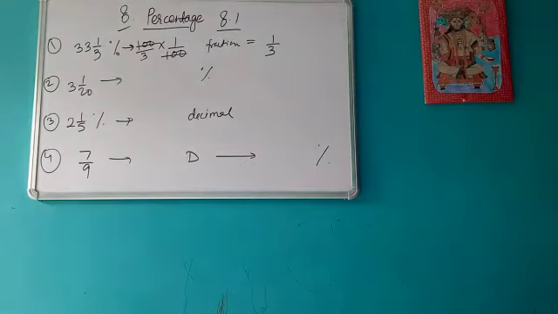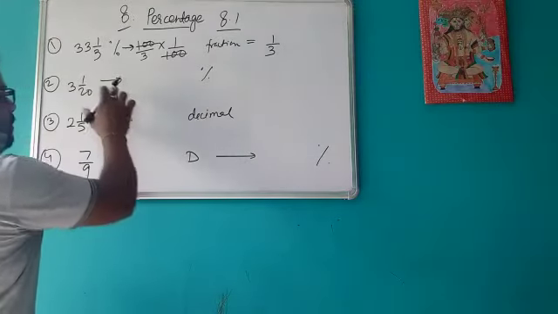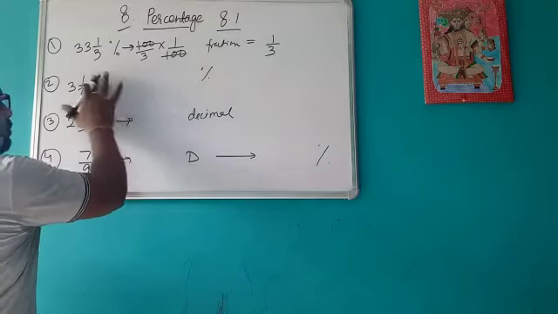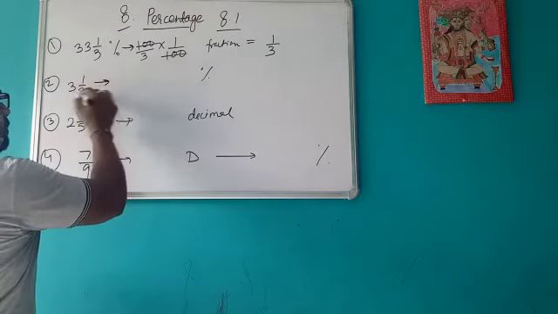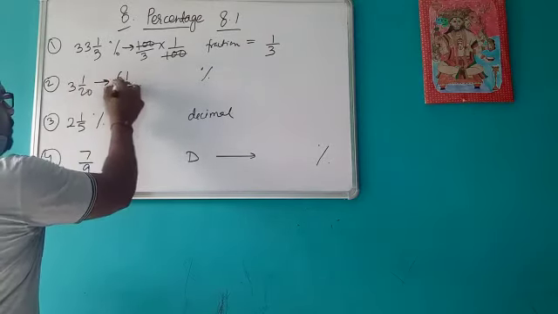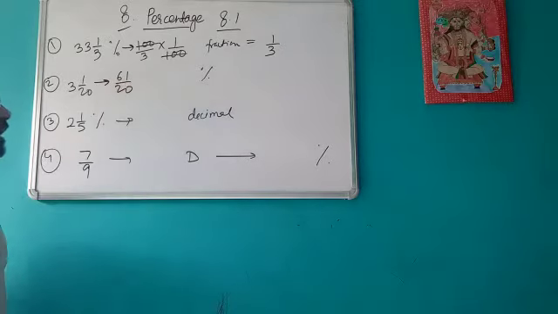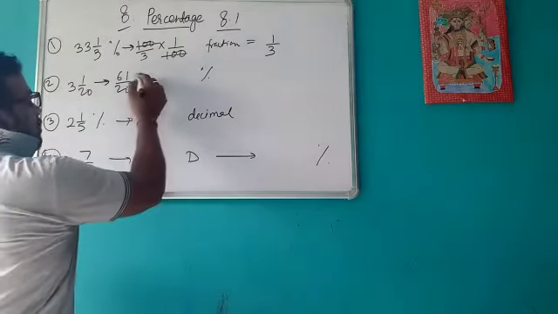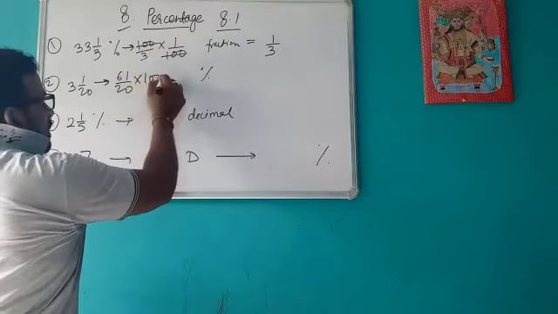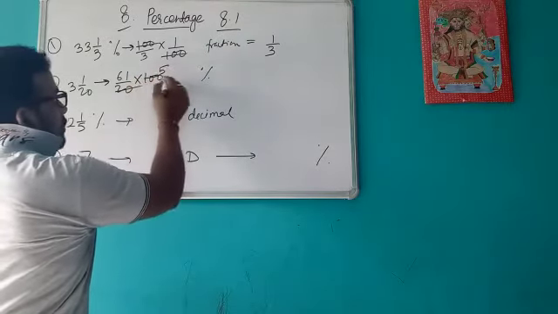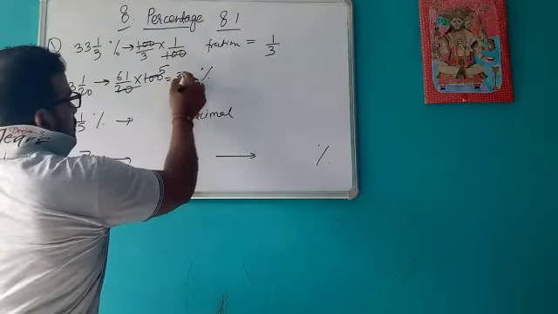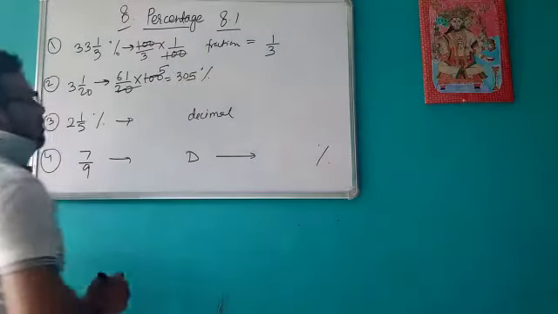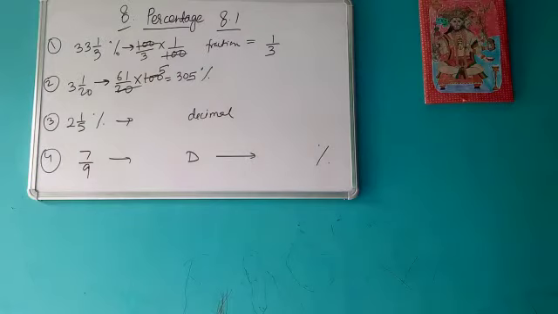Then suppose I wish to convert this mixed fraction into a percentage. First we will convert it into an improper fraction, which gives 61 upon 20. When we have to convert any number into a percentage, what is the procedure? We multiply it by 100, so it will give you 305%.